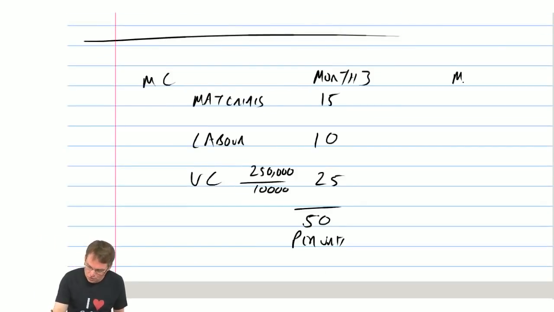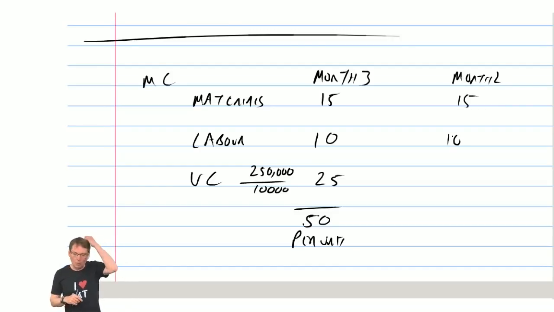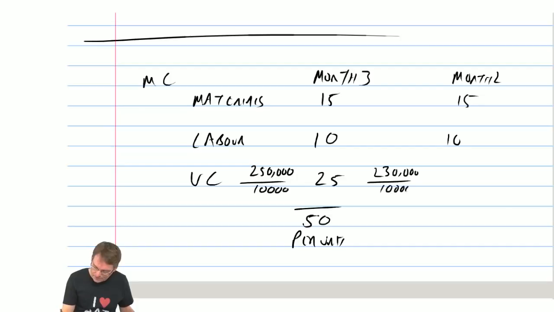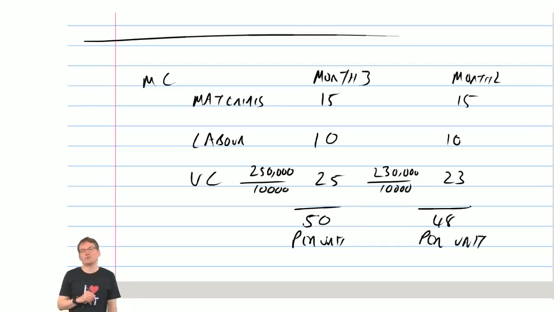So in month 2, 15, 10, those two don't change, but what does change is the variable costs. The variable costs, 230,000 this time, over 10,000, which gives you 23. And in month 2, we had £48 per unit.